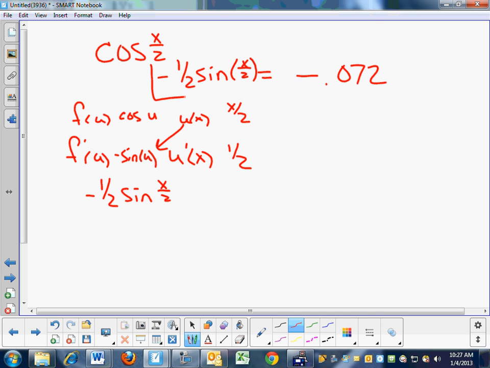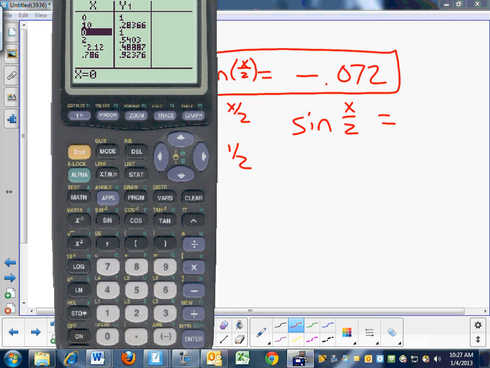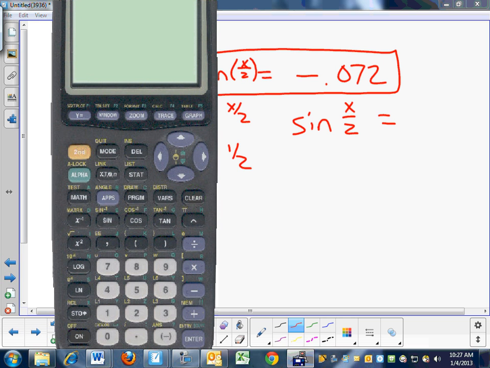Okay, so I've set them equal to each other. Now what do I do to both sides? Divide by negative 1/2 or multiply by negative 2. So we have sine of x over 2 is equal to, what is negative 0.072 times negative 2? I got 0.144.